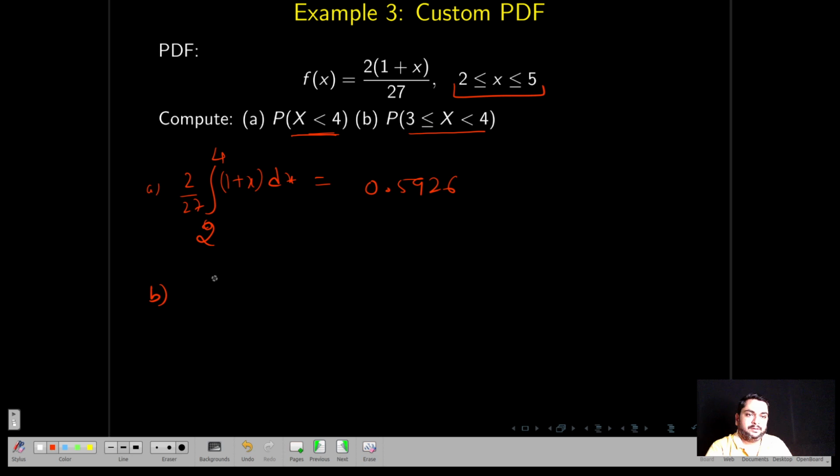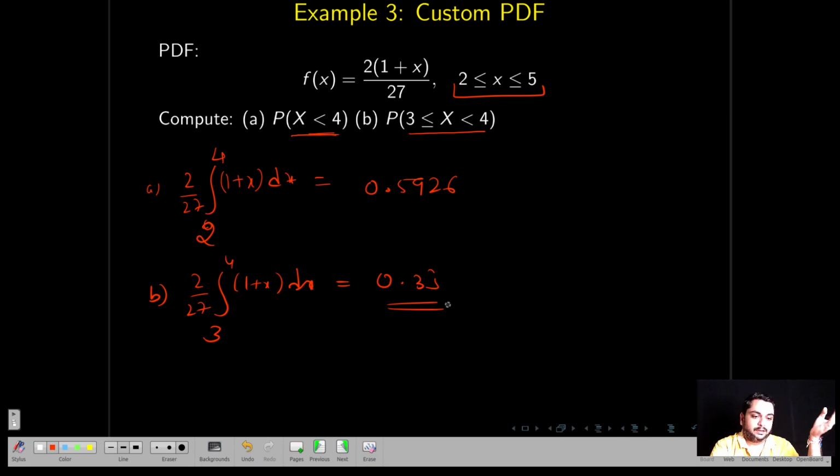Then another one, the interval is 27. So less than or equal to 3, greater than or equal to 3. That means start from 3 only. 3 to 4, 1 plus x dx. This value you will get as 0.33. So next we will start with the advanced concepts using the distributions. There are different conditional probability distributions, and then marginal distributions, and then we'll start with expectation and all those things.